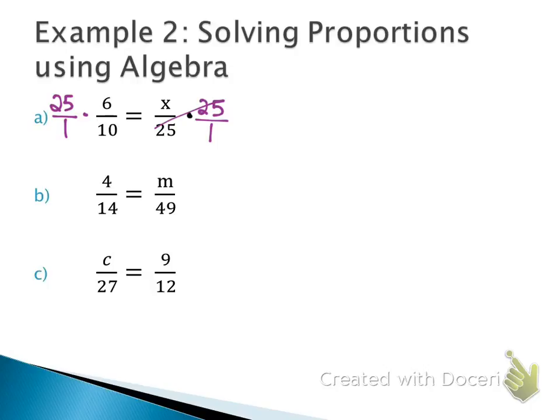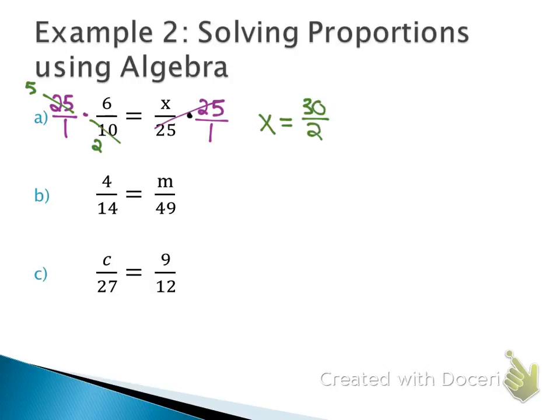All right, now can I cross-reduce anything on this side? Yes, I can. I can cross-reduce 25 and 10 by 5. I'll just go to the other side. Okay, and now what do I get when I multiply those fractions? X equals 30 over 2.